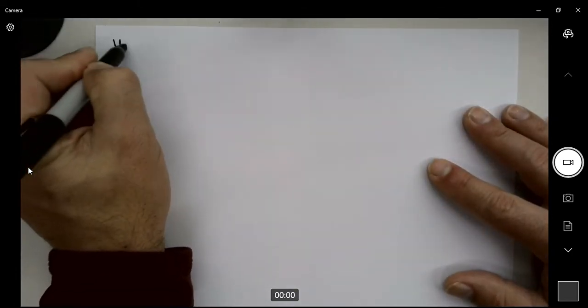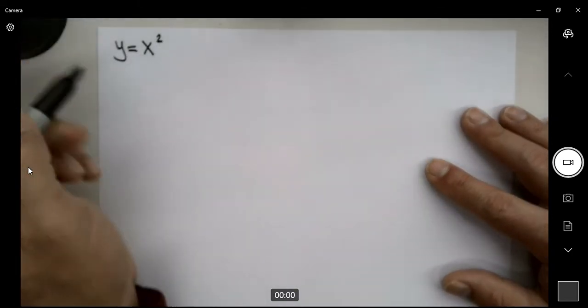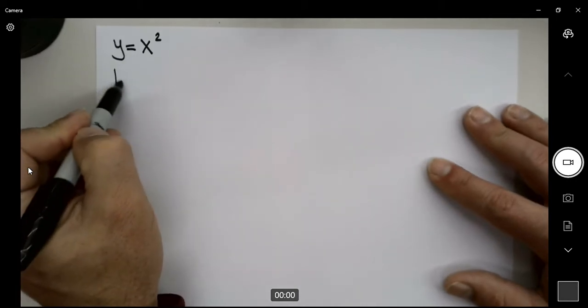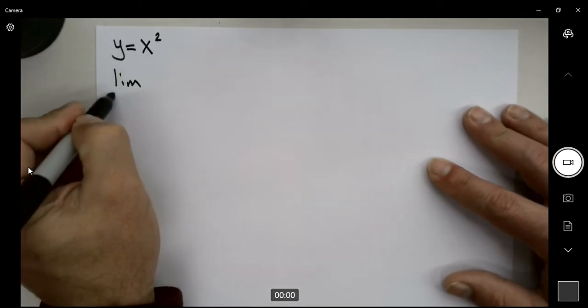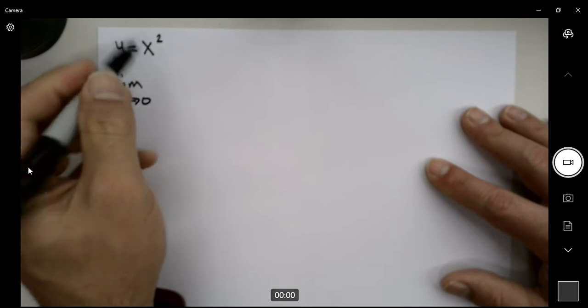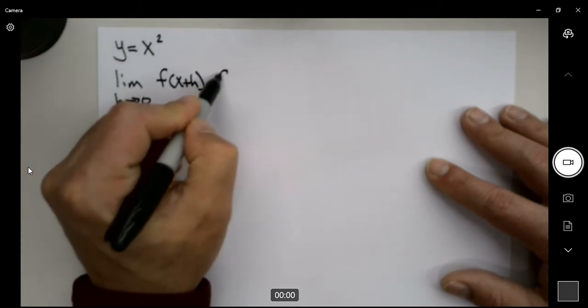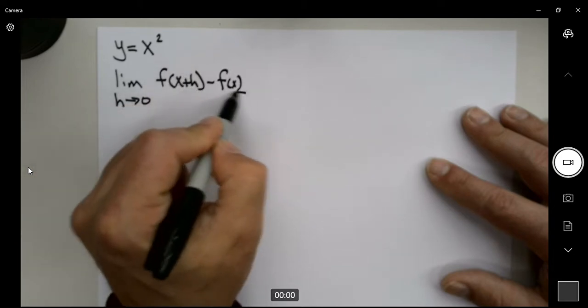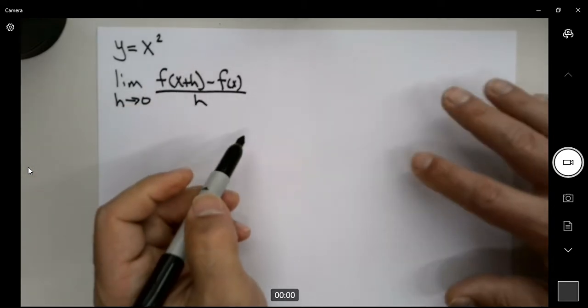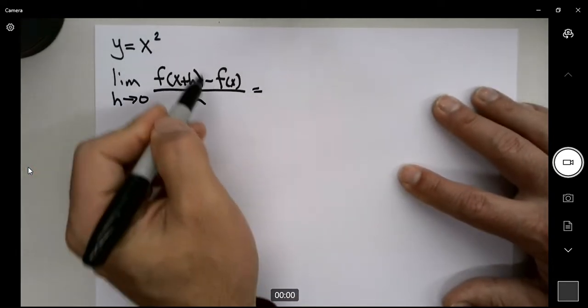Okay, so let's take y equals x squared. Let's take a look at that one, and we'll do it the same way. We'll start with our definition. The limit as h approaches 0 of f of x plus h minus f of x over h. Okay, so let's do our substitutions here.